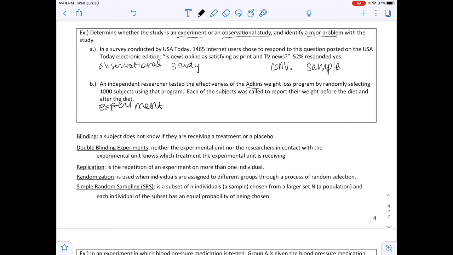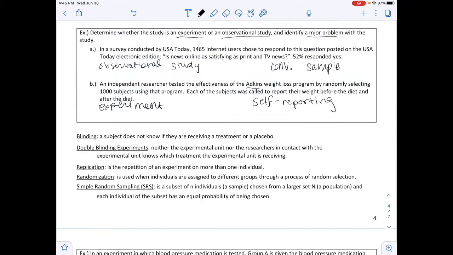And the issue with this is going to be that people are self-reporting their weights before and after. And this is a problem because people might lie about how much they've lost, or if it's working or if it's not working. So self-reporting is definitely a problem here.